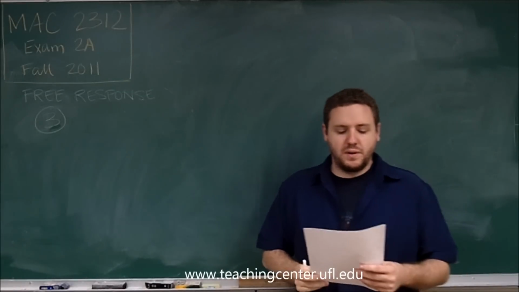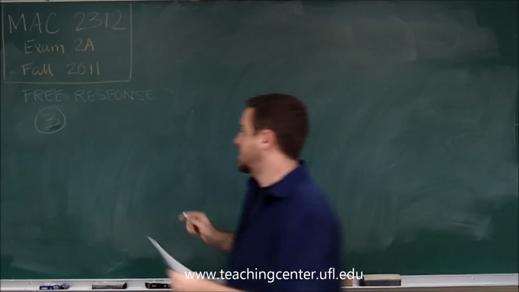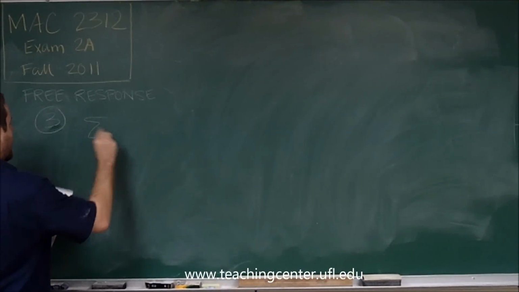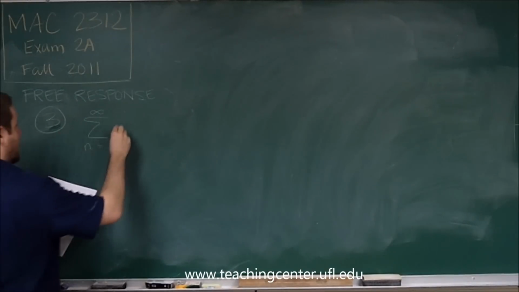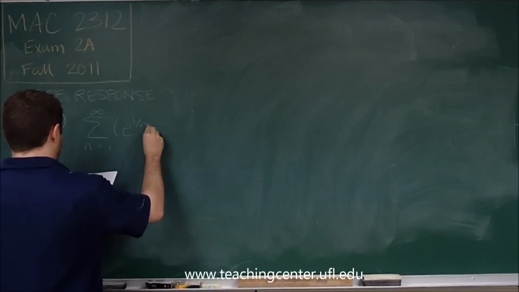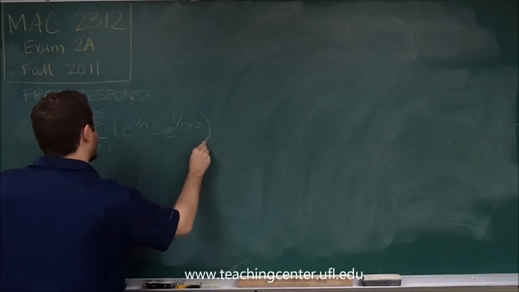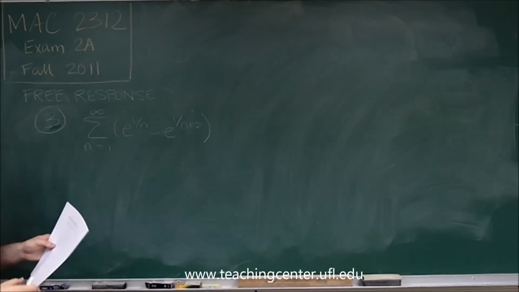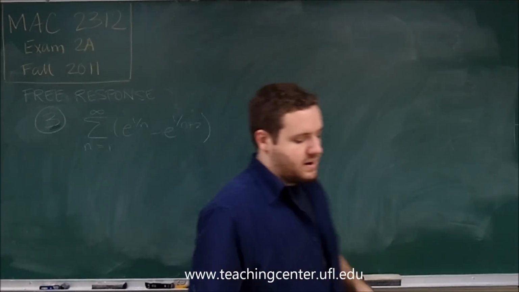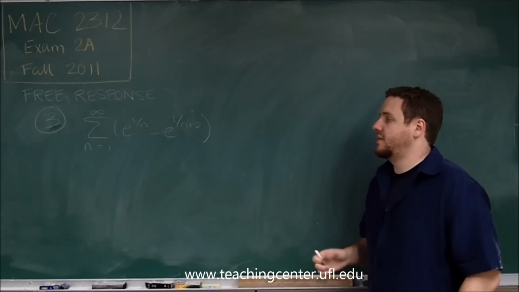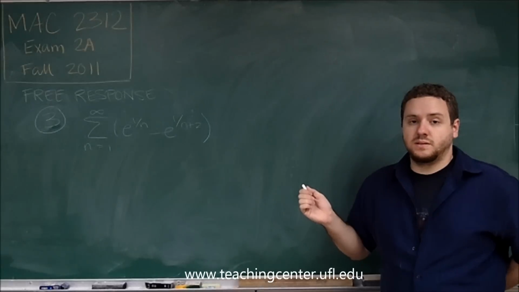Okay, for number 3 in the free response, we need to find the sum of the series. So our series is from 1 to infinity, e to the 1 over n minus e to the 1 over n plus 2. And now, right off the bat, you should recognize that this looks like a telescoping series.